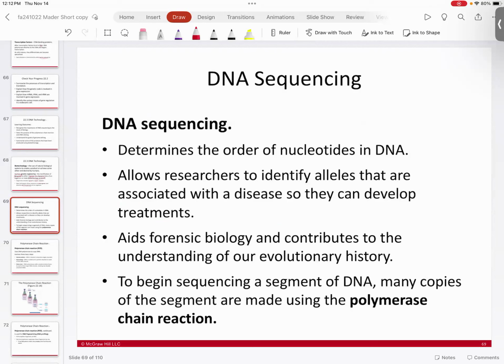One important technique that we do is called DNA sequencing. We can essentially determine the order of nucleotides in DNA. The important thing about this is it allows us to determine what the alleles are, especially as they're associated with a disease. If you have a disease gene, like a genetic disorder, we can sequence that gene to figure out what's going on. Maybe that'll give us some information to help us treat that particular genetic disorder. This will also help us in forensic biology. For instance, we can sequence your DNA to determine whether or not you were at a crime scene.